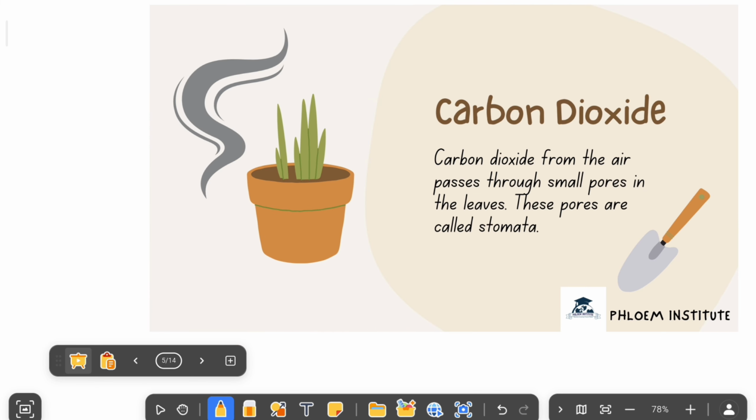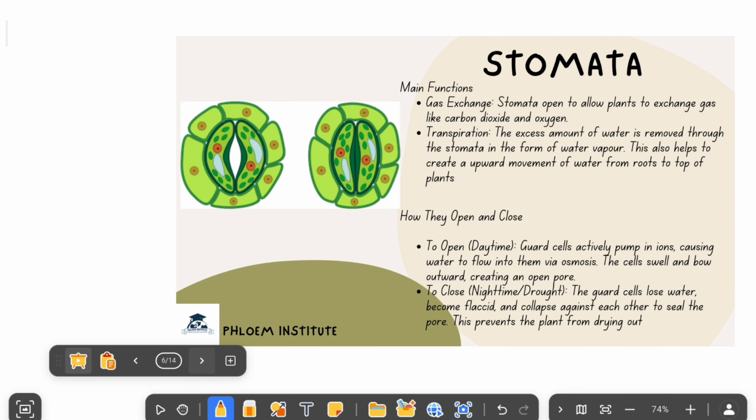First we need carbon dioxide. Now let's see how the carbon dioxide is absorbed. If you look at the leaf, in leaves we have some small pores or holes called stomata. Now these stomata have two main functions.